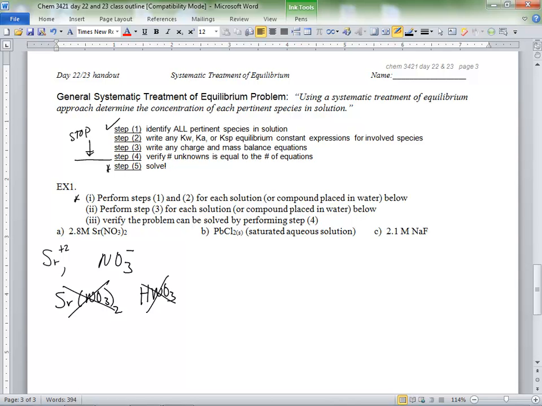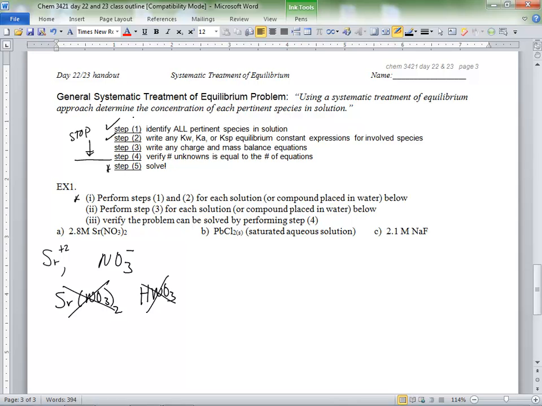So there's no KW because we didn't write H plus or an OH minus. There's no Ka because no Ka exists for HNO3. KSP, there's nothing there that'll form an insoluble salt. So we just move on. We're done. There's nothing to do. We can't do anything, because our pertinent species, using the language I've used here, doesn't involve it. So we just move on. Write any charge or mass balance equations.